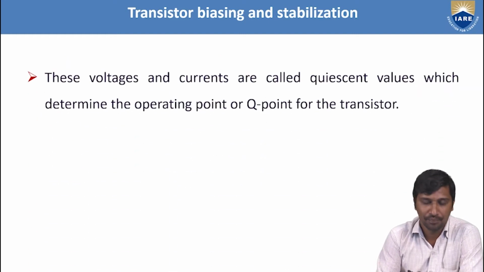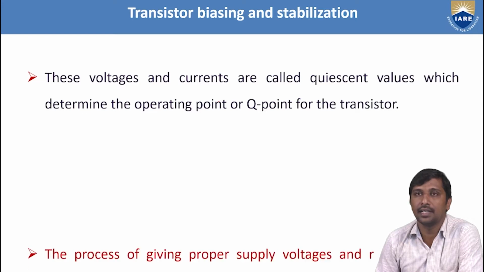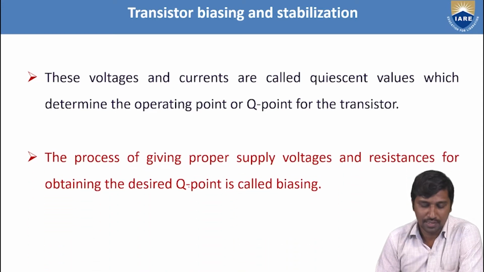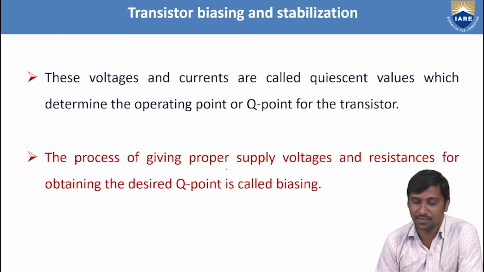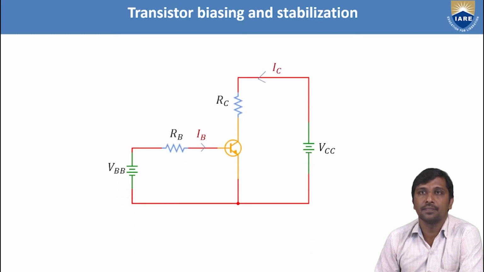The voltages and currents, called the quiescent values, determine the Q point for the transistor. The process of giving proper supply voltages as well as resistances to obtain the proper Q point is called biasing. Now we are going to discuss this.